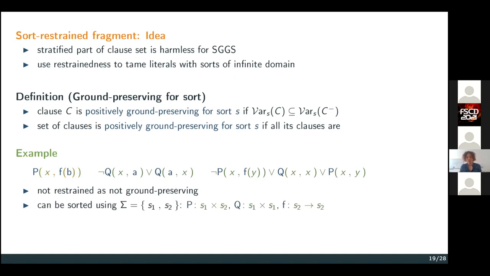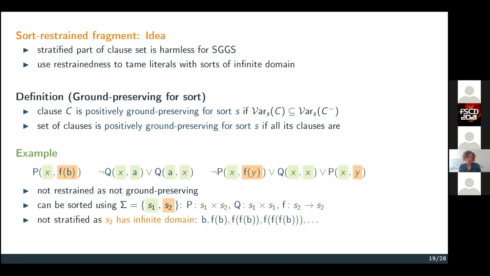Now, if we assign sorts to the symbols, then the most general sorting that we can do is the following. So we give the first argument of P sort S1, the second argument of P sort S2, Q takes two arguments of sort S1, and F, so the function symbol F, goes from S2 to S2. Then one can note that the clause set is not stratified because the sort S2 has infinite domain, since we can construct infinitely many terms of this sort, namely B, F of B, F of F of B, F of F of F of B. So infinitely many ground terms.